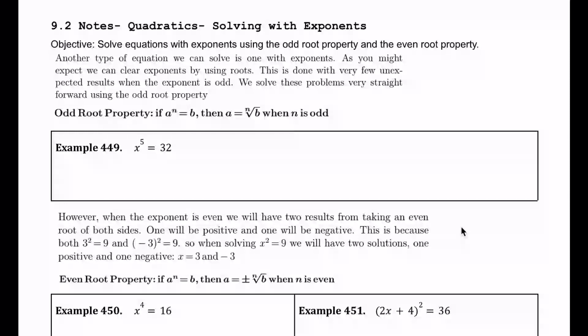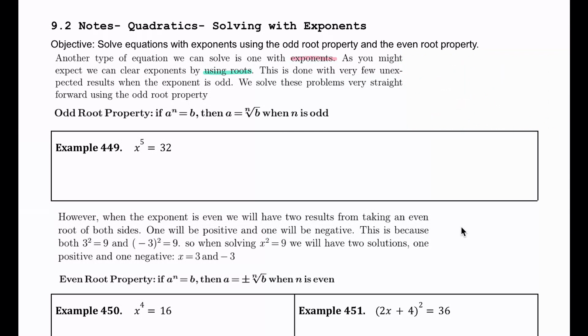Okay, so sometimes when we're solving equations, we're going to have an equation where our variable is being raised to an exponent or raised to a power. So if we want to clear the exponents, we're going to do that by using roots. Roots and exponents are inverse operations. For example, the square root and squaring something are inverses. The cube root and cubing something are inverses. They undo each other. So we're going to use that fact to help us solve these equations.